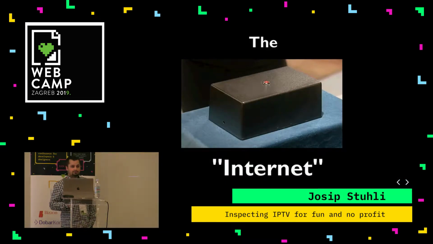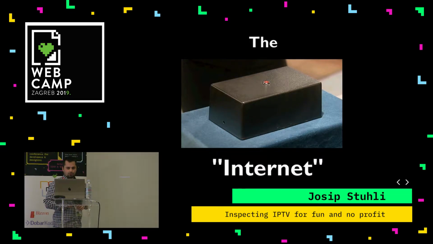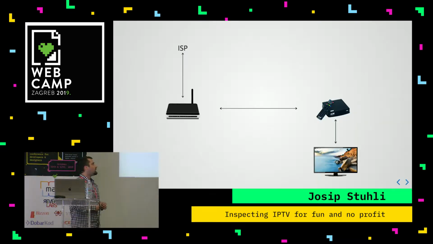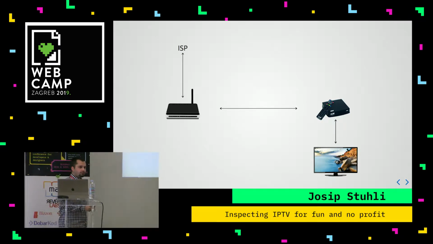At my apartment, at home, I have the internet. Obviously not the internet, but the internet. In that package, I also have IPTV, which is the way I consume the video content and all of the channels that my ISP provides. So the setup is something like this. There is my ISP, and it's connected to my router.